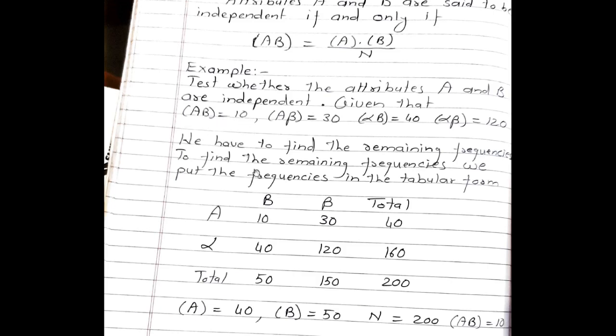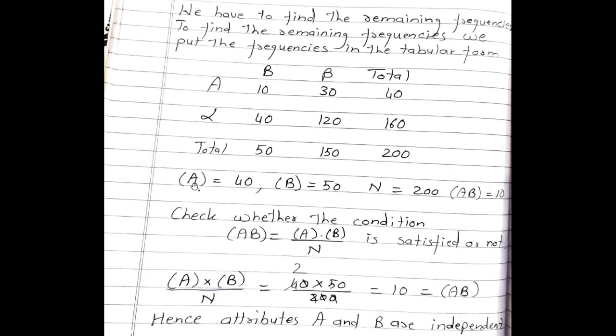Value of AB is given as 10, A beta value is 30, alpha B is 40, and alpha beta is equal to 120. To find frequency of class A, 10 plus 30 will give you 40, 40 plus 120 will give you 160. 10 plus 40 is 50, so frequency of class B is 50. 30 plus 120 is equal to 150, so frequency of class beta is equal to 150.